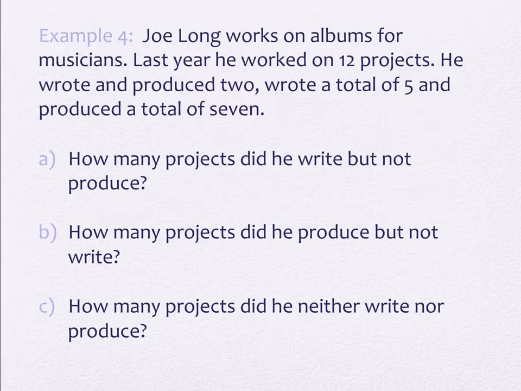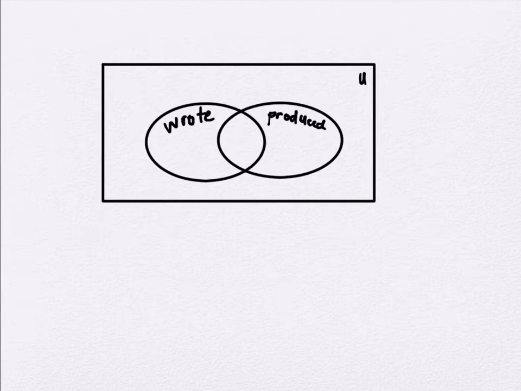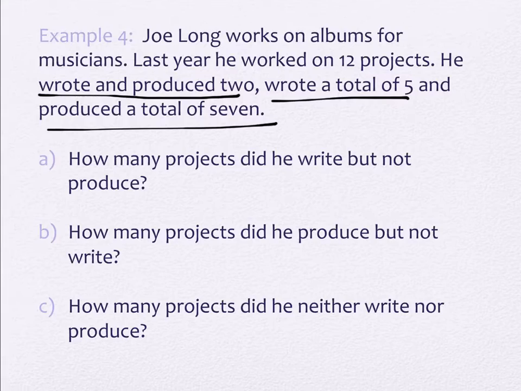Now let's go back to the information that we are told. We are told he wrote and produced 2, he wrote 5, and he produced 7. What piece of that is the most helpful to start with? The one that's got both of them in there, wrote and produced. He wrote and produced 2. Where will the number 2 go? In the middle. All right, so I am finished with this piece of information.